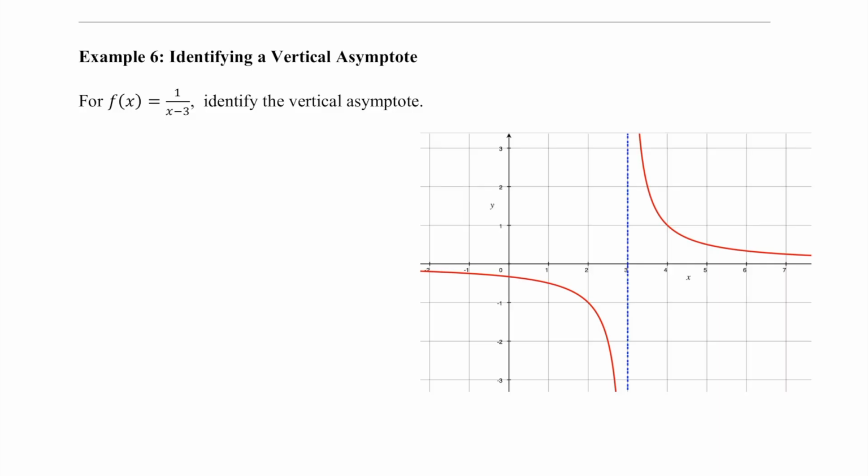To find the vertical asymptote, we ask one key question. When is the function undefined? Since this is a rational function, it is undefined when the denominator equals 0. So we set the denominator equal to 0. And we are going to solve for x. So we're going to add 3 to both sides.